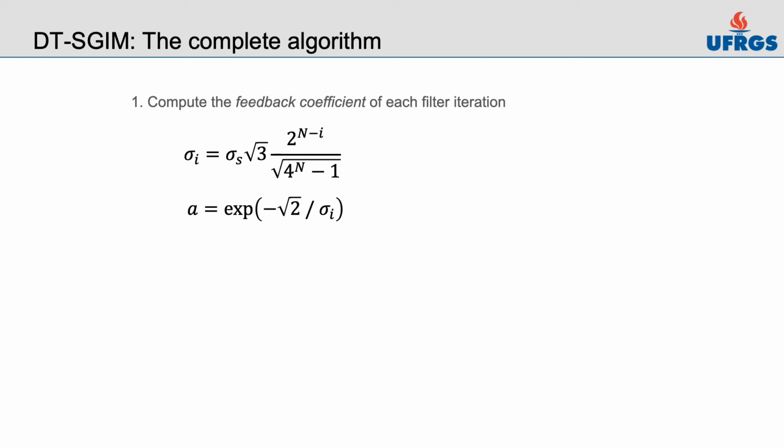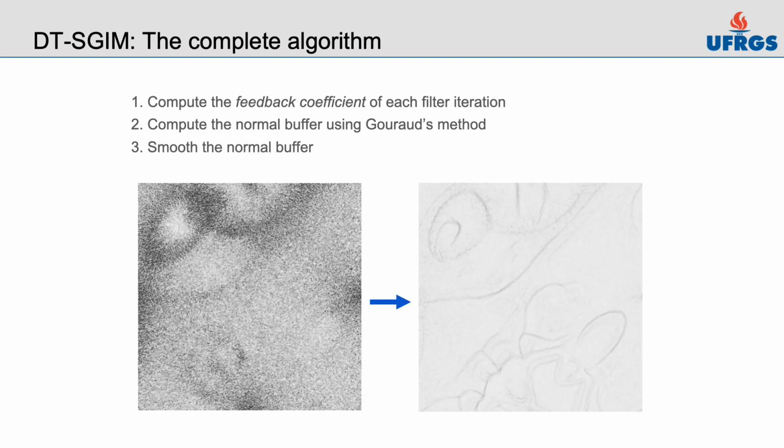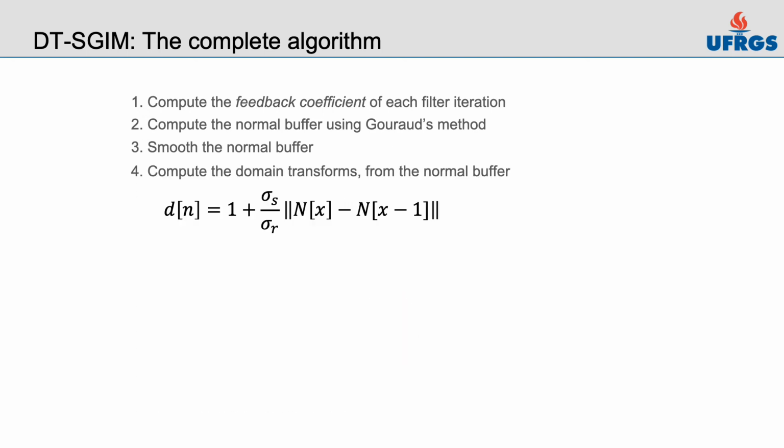Now, finally, let's take a look at the complete filtering algorithm, using all the knowledge presented before. First, we begin by computing the feedback coefficient of each filter iteration, using the equations that we just showed. Then, we compute the normal buffer using Gouraud's method. We smooth the normal buffer, and then we compute the domain transforms from the now smoothed normal buffer. These were all the pre-processing steps. Now we start the iterations.